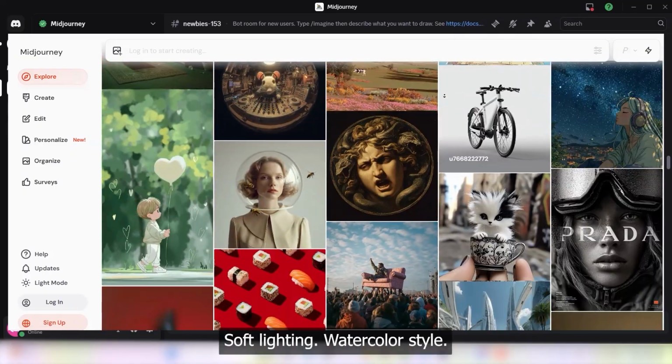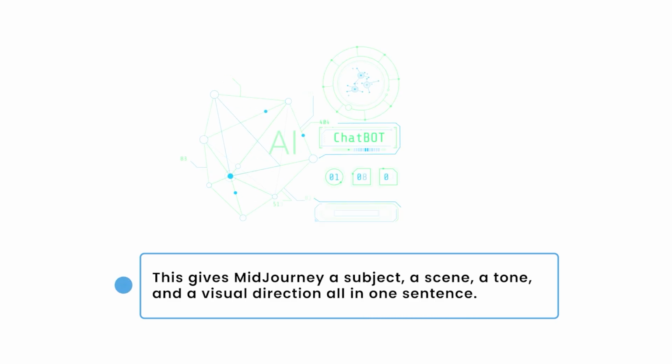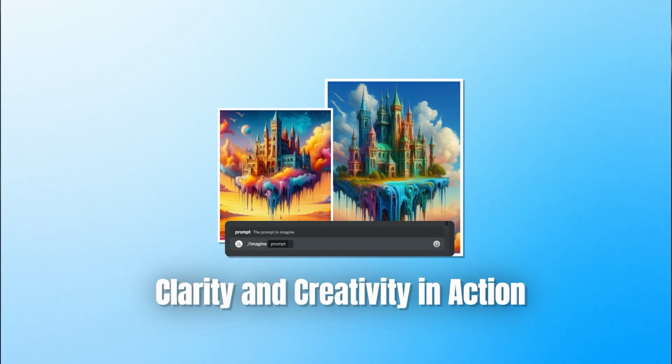Soft lighting, watercolor style. This gives MidJourney a subject, a scene, a tone, and a visual direction all in one sentence. Clarity and creativity in action.